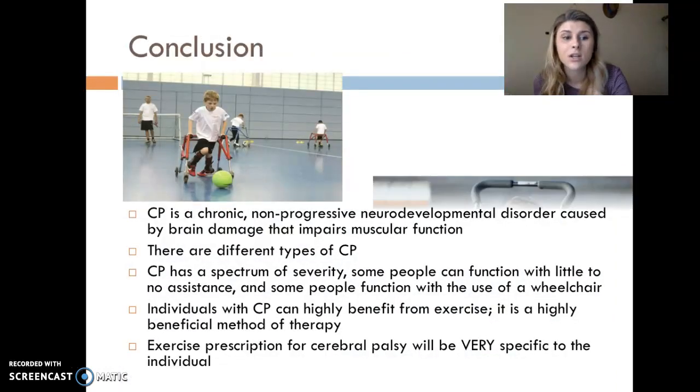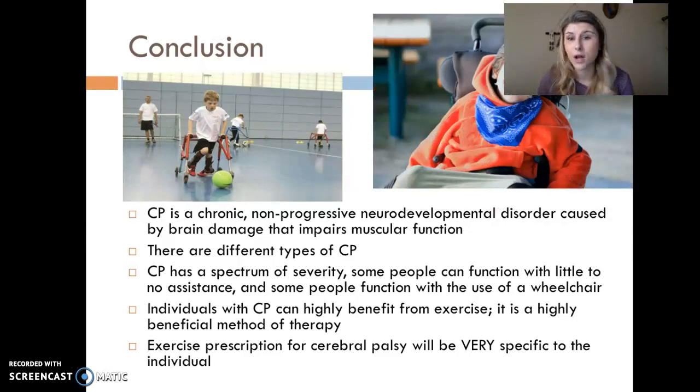So the conclusion is that cerebral palsy is a chronic, lifelong, non-progressive neurodevelopmental disorder caused by brain damage that impairs muscular function. There's many different types of CP depending on what kind of movement impairment you have and where the movement impairment is located. It has a spectrum of severity. Some people can function with little to no assistance, and some people function with the use of a wheelchair.